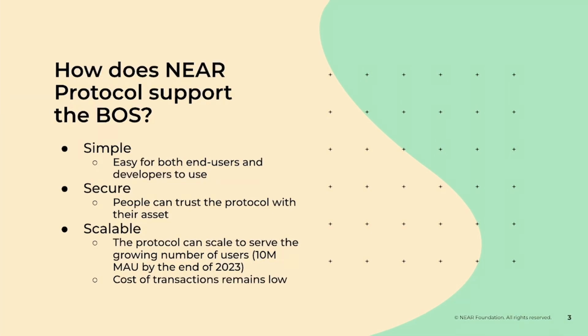And finally, it's very important that the protocol is scalable, especially because we're aiming to get mass adoption, get to 1 billion active users. We have a goal of achieving 10 million monthly active users by the end of 2023. And that number is only going to go up in the upcoming years as well. And we want to make sure that the protocol is scalable enough to support that, to make sure that the user experience doesn't degrade, and also the transaction costs remain low.